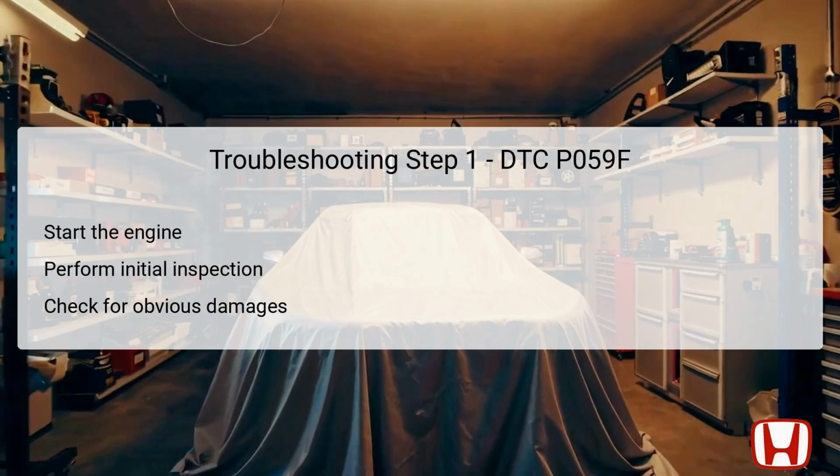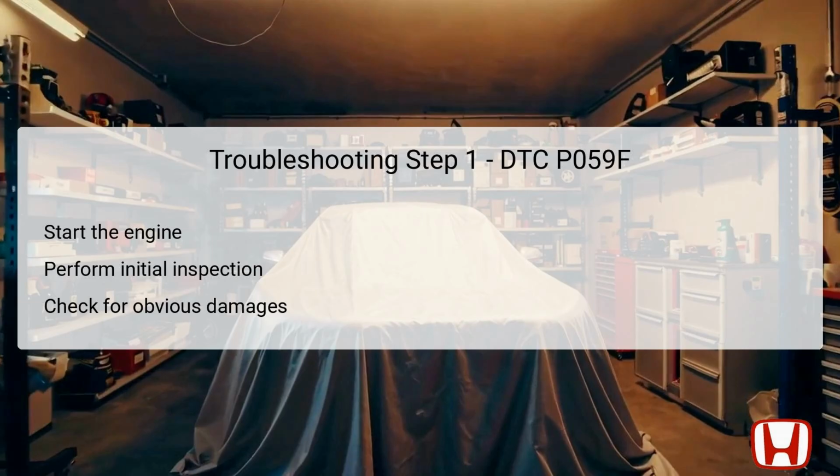The first step in troubleshooting the P059F code involves starting the engine to initiate the diagnostic process. Once the engine is running, you will perform an initial visual inspection of the shutter grille assembly. Look for any obvious physical damage, such as cracks, dents, or foreign obstructions. This visual check is essential because it can immediately indicate if the grille is malfunctioning due to mechanical issues. Any signs of wear and tear should be documented for further analysis.